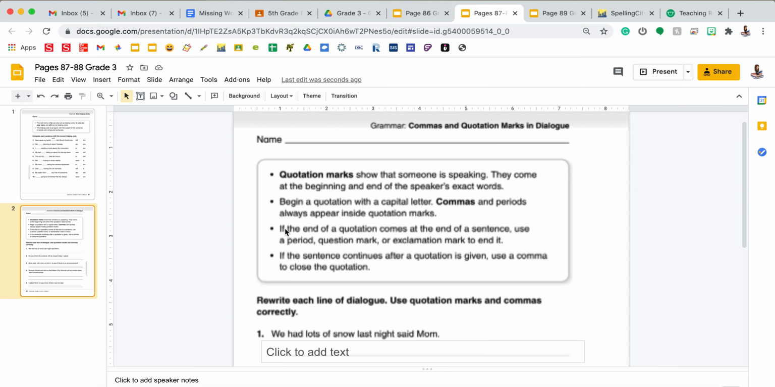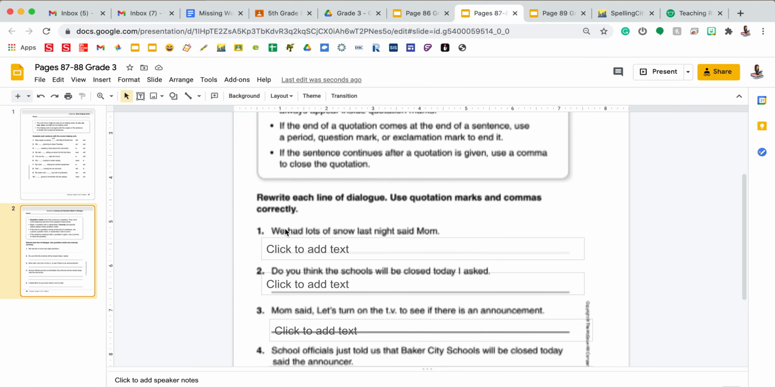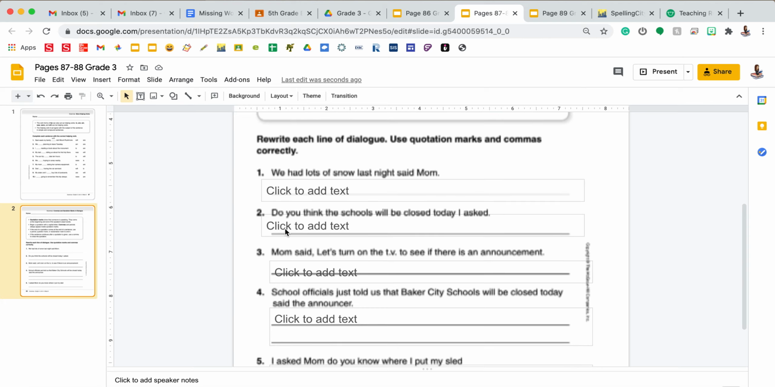If the end of the quotation comes at the end of a sentence, use a period, question mark, or exclamation mark to give it an end. And if the sentence continues after a quotation is given, we use a comma to close the quotation. Let's do three examples together so that we hit a couple of these different rules. We're rewriting each line of dialogue using quotation marks and commas correctly.